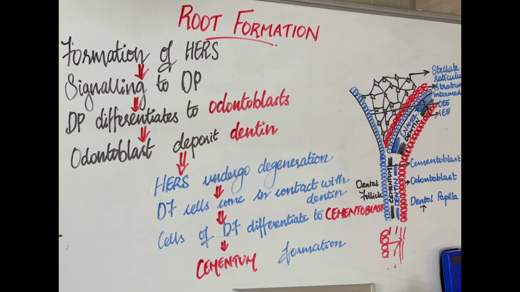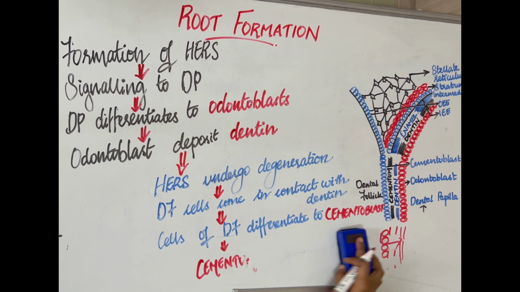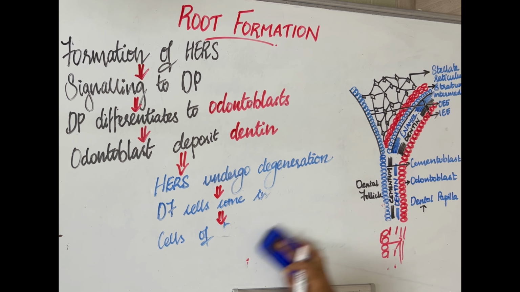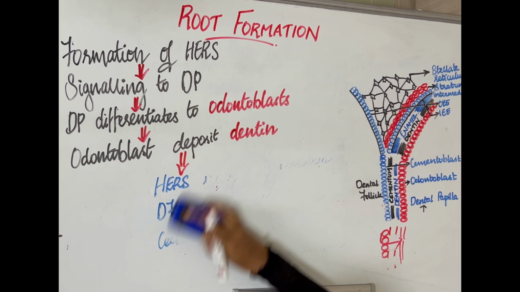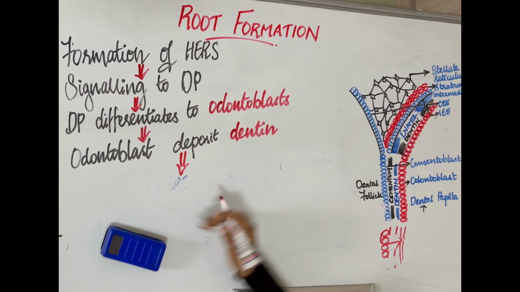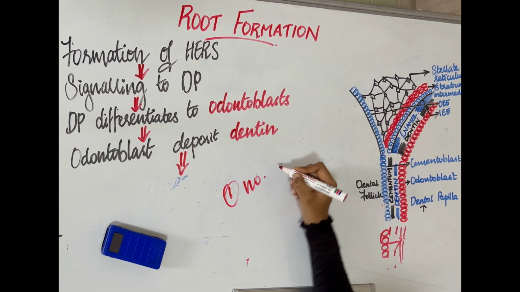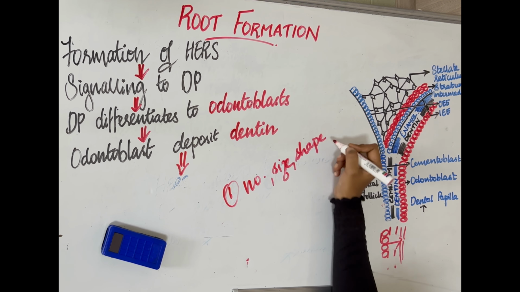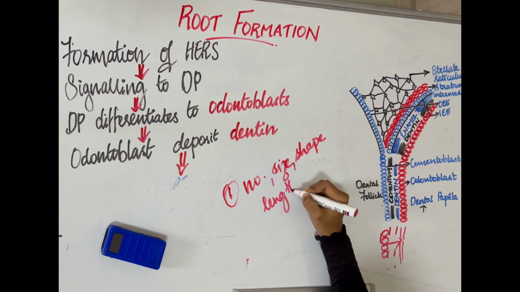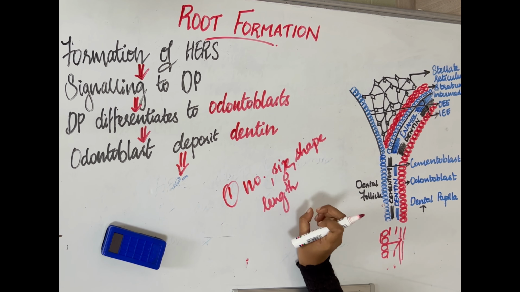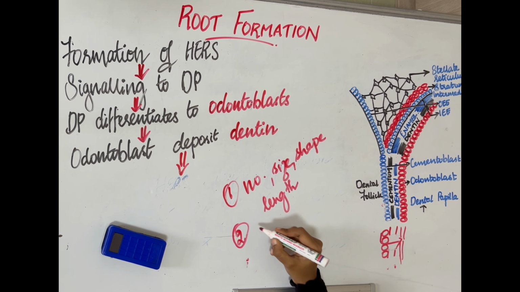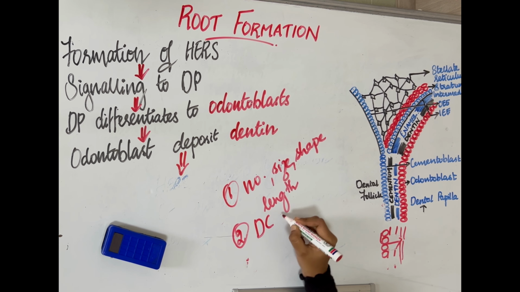Now we have to know what the functions of Hertwig's epithelial root sheath are. So we mainly have three functions. First one is Hertwig's epithelial root sheath will determine the number, size, shape and length of root. It will determine the number of roots, size of root, shape of root and length of root. Second function is it will determine the dentino-cemental junction.